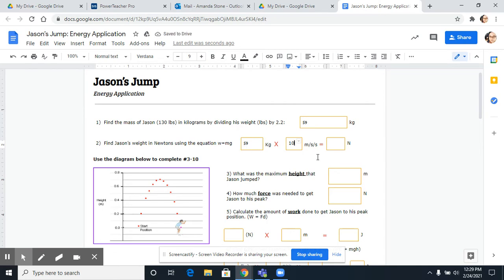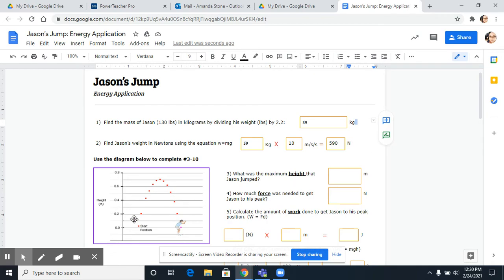So mass times gravity will always give us the force that's acting on that object. And this happens for any object. So 59 times 10, and that will give us 590 for the force of Jason. Any object, whatever it is, multiply that mass in kilograms by 10, and you figure out what the weight of it is. And weight is a force, so that's always represented by newtons.